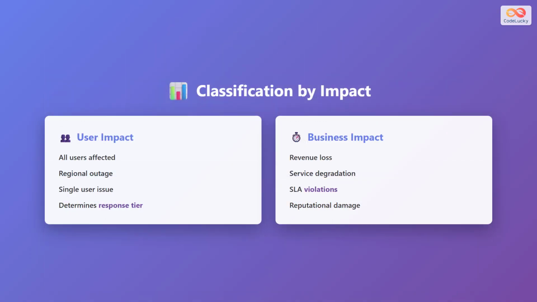Impact classification considers two perspectives. User impact measures who is affected. Are all users impacted? Is it a regional outage, or does it affect just a single user? Business impact looks at the broader consequences: revenue loss, service degradation, SLA violations, or reputational damage. Both perspectives are important because an incident affecting one user in a critical system might have high business impact, while an incident affecting many users in a non-critical system might have lower business impact.